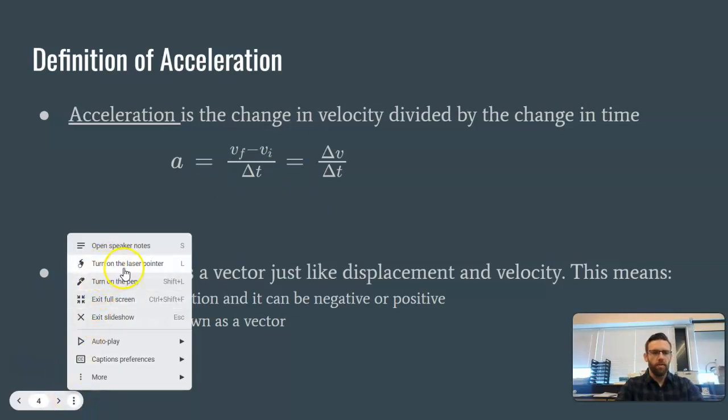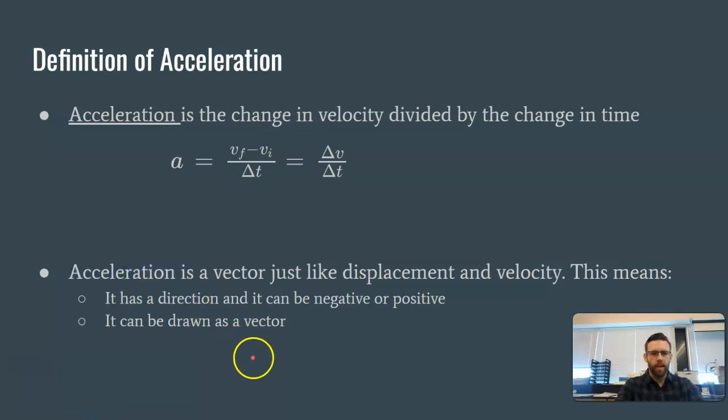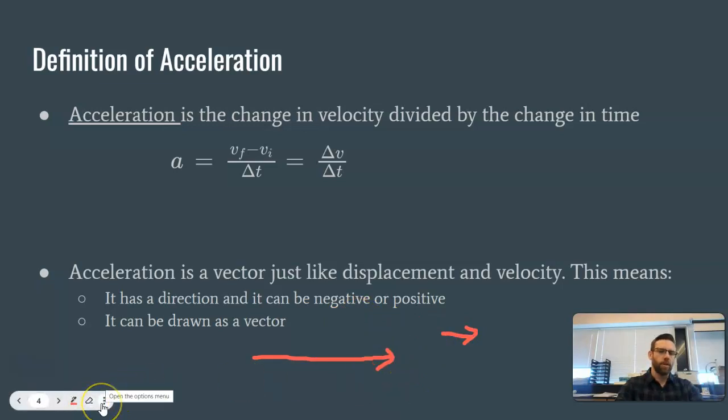So if I was going to draw a vector right here, I could say I have some kind of acceleration in this direction, right? That's a vector, and I can draw acceleration as a vector. If my acceleration is small, I might draw a little arrow. If my acceleration is big, I would draw a big arrow. All right, but that's just what a vector is.